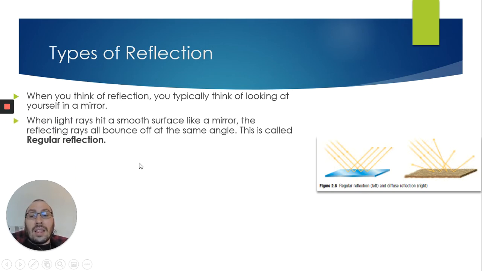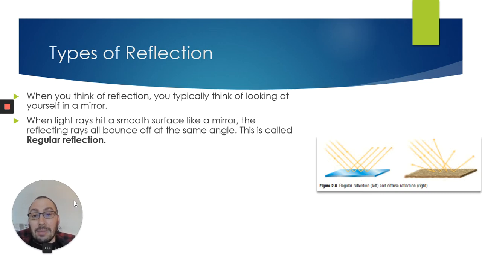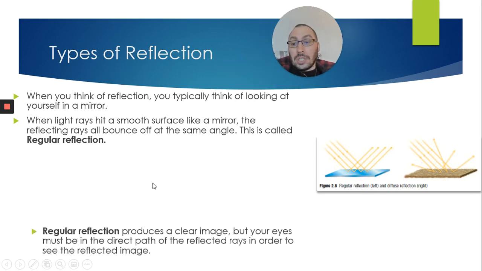Okay, when light rays hit a smooth surface like a mirror, the reflecting rays all bounce off at a similar angle or the same angle. That's called regular reflection, and we have it over here on the right. If you take a look, we've got 4 light rays all coming in towards the mirror, and they're all bouncing off parallel to each other. Okay, so they all bounce off at the same angle, all parallel to each other.